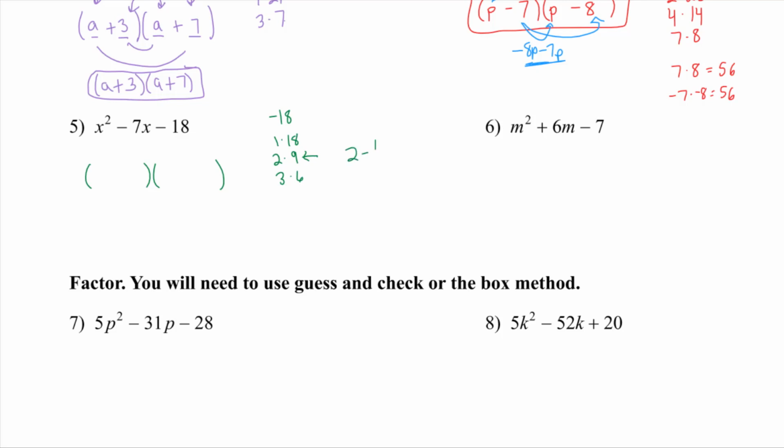The question is, do I want it to be 2 minus 9, or do I want it to be 9 minus 2 in order to get negative 7? And so I want it to be a positive 2 and a minus 9. So x plus 2, x minus 9 is my answer.